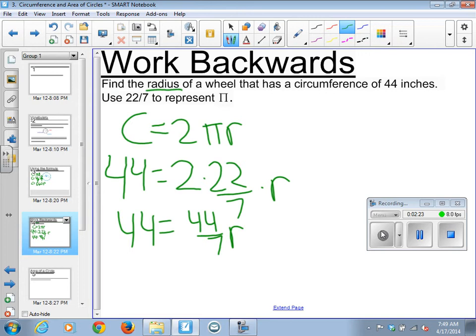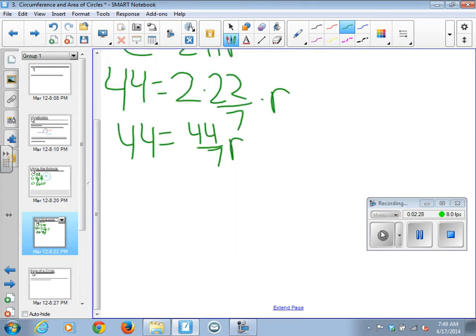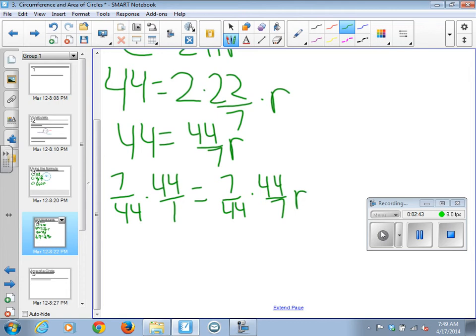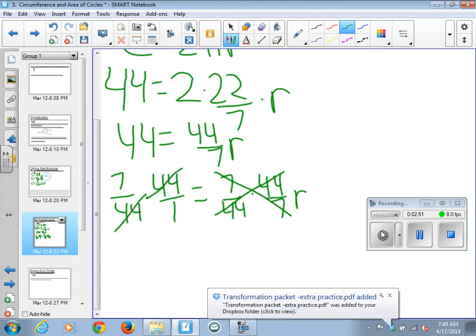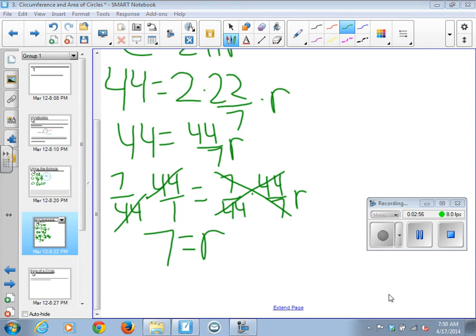So to get rid of that fraction and get the radius by itself, we divide by 44/7. And we all better know by now, when we divide by 44/7, we are multiplying by the reciprocal. Because on the right side, that eliminates the fraction. On the left side, we're down nice where the 44s go away. We are left with 7 to equal our radius. Working backwards. Formula, substitute, solve. Equation knowledge, we should have a good grasp on it by now.